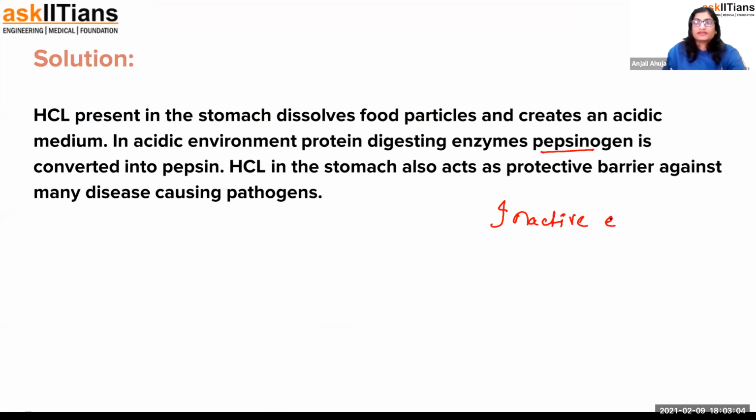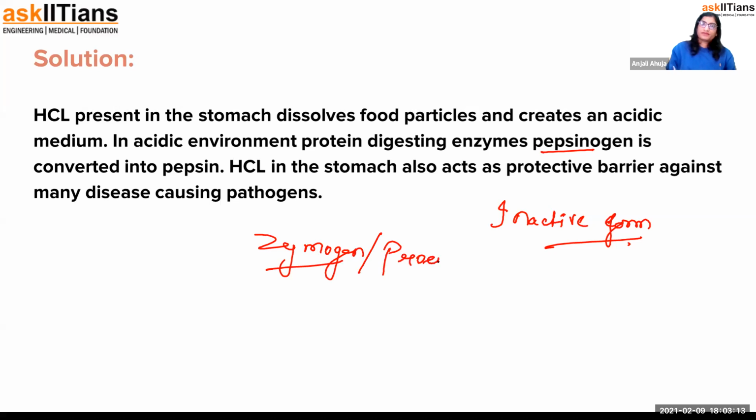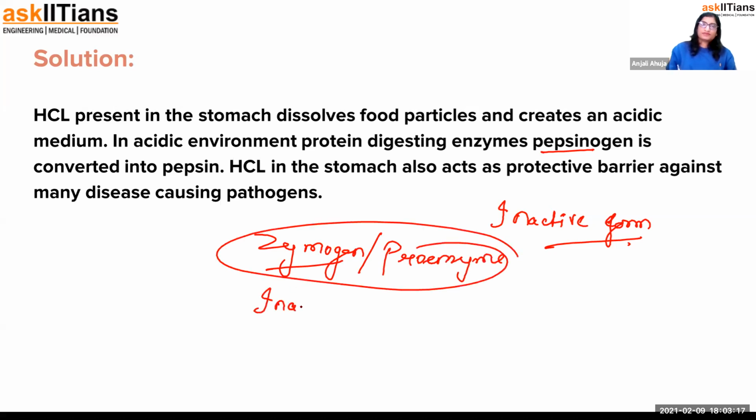Guys, I tell you one thing. If I'm using the word zymogen or proenzyme, they are always inactive enzymes. They are present in the stomach and are activated with the help of HCl. So pepsinogen is a type of zymogen, which is converted into pepsin, which further acts upon the protein. HCl in the stomach acts as a protective barrier against many disease-causing pathogens because it kills them.